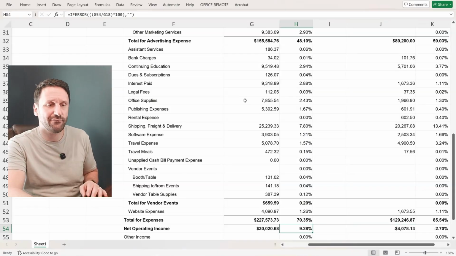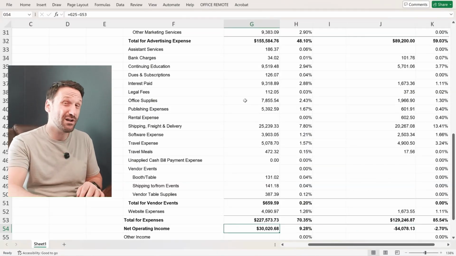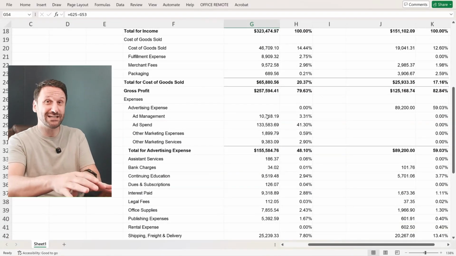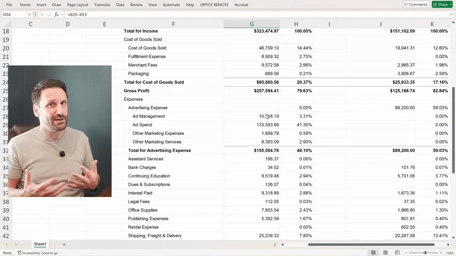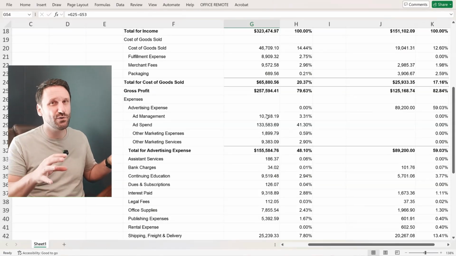What if they're expecting to have $100,000 net operating income? Maybe they didn't really hit the mark. What if they have a ton of inventory sitting over on the balance sheet that's not reflected here? So it's really important to note that your profit and loss is an incomplete picture of your business. This does not show everything.